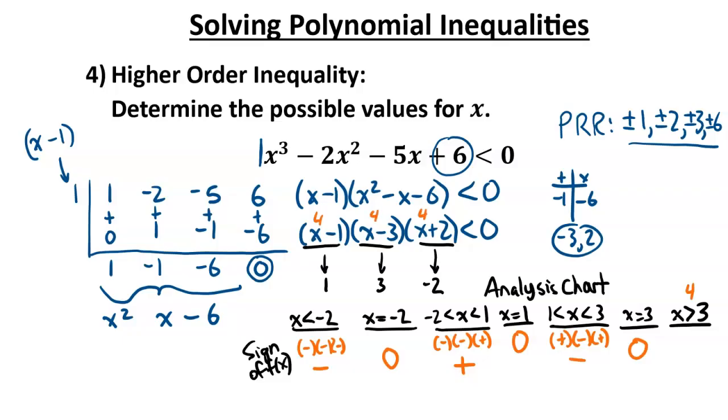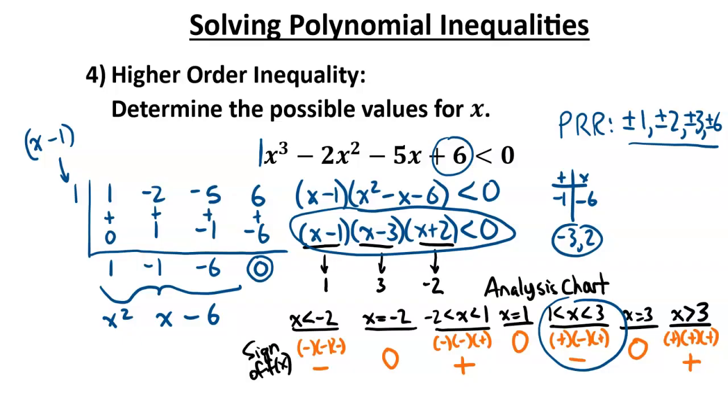And now we check a value when x is greater than 3. So let's choose 4. And so we end up getting, as far as the signs for that, a sign of positive, a sign of positive, and a sign of positive again. And so that would be positive when x is greater than 3. And so remember, we're asked when all of this is less than 0. So we look at our analysis chart and we say, well, when it's less than 0 is when it's negative. And so that's when x is less than -2 and when x is between 1 and 3. And those are the solutions for x.